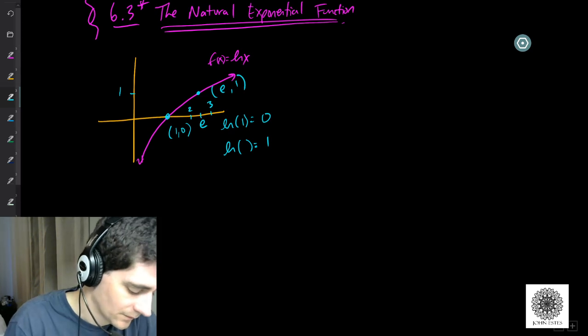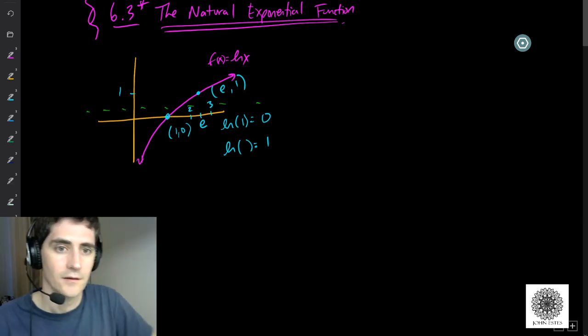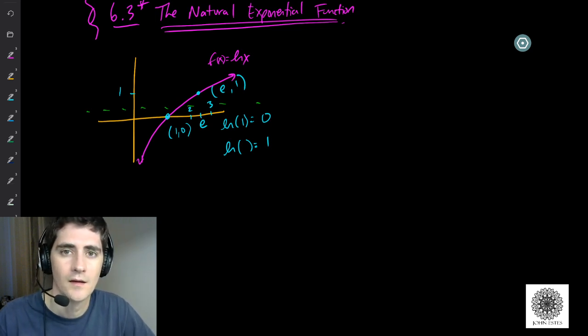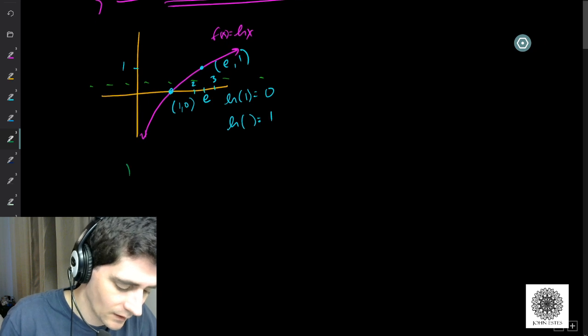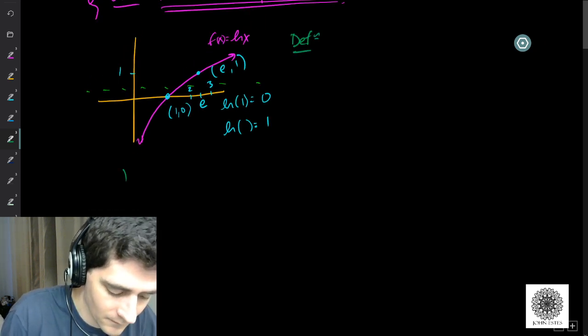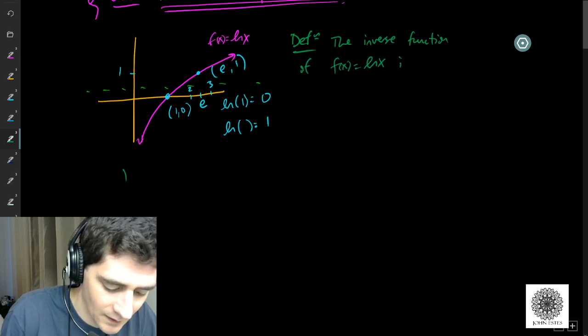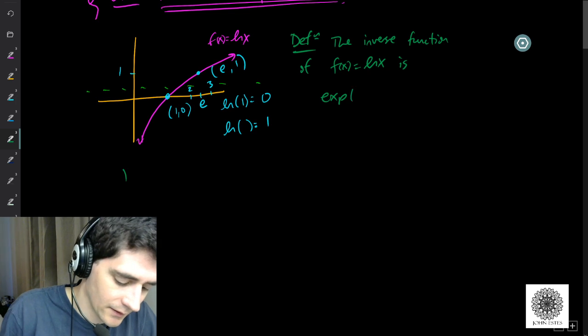Also notice that this graph passes the horizontal line test. No horizontal line crosses it more than once, which means ln is a one-to-one function, which more importantly means that ln has an inverse function. So we're going to define the inverse function of ln. The inverse function of f of x equals ln x is exp of x.